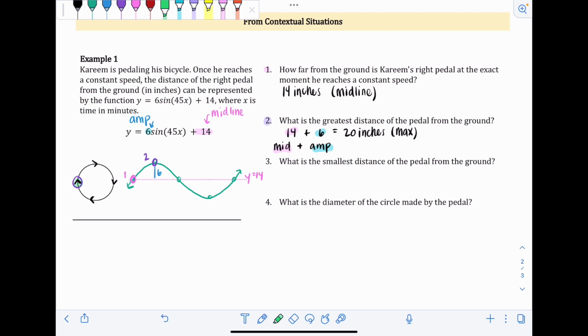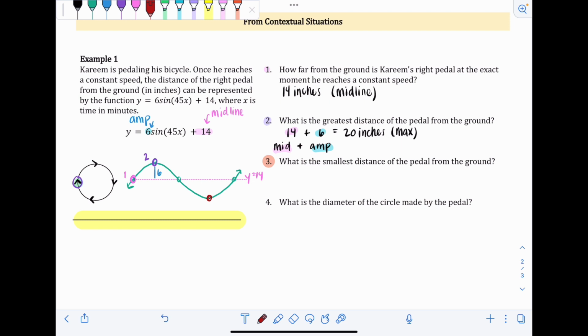And then number 3, what is the smallest distance of the pedal from the ground? So now we're looking at which point is the closest to the ground. Remember, the ground is right here. So the point that is the closest is, actually I'm going to grab another color, the point that is the closest is this one right here. It's the furthest down point, or the minimum.